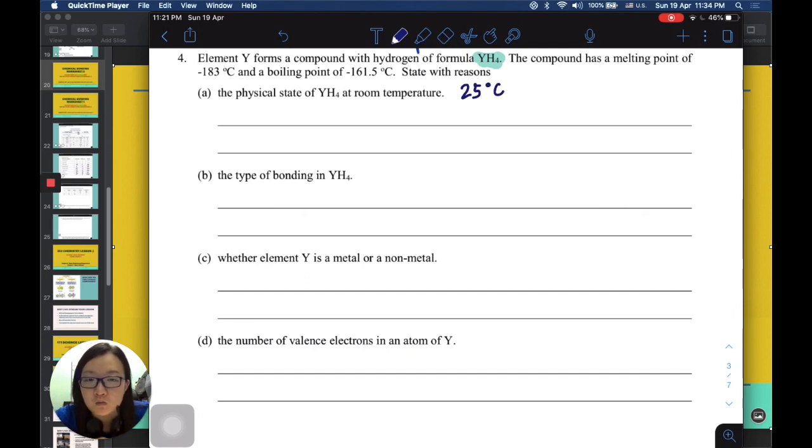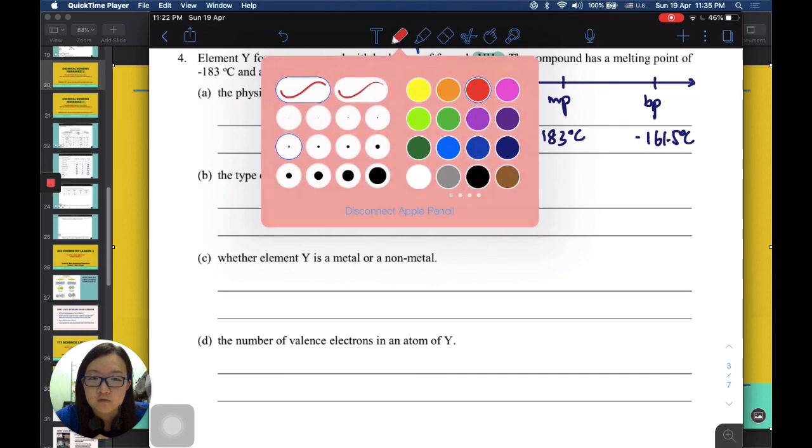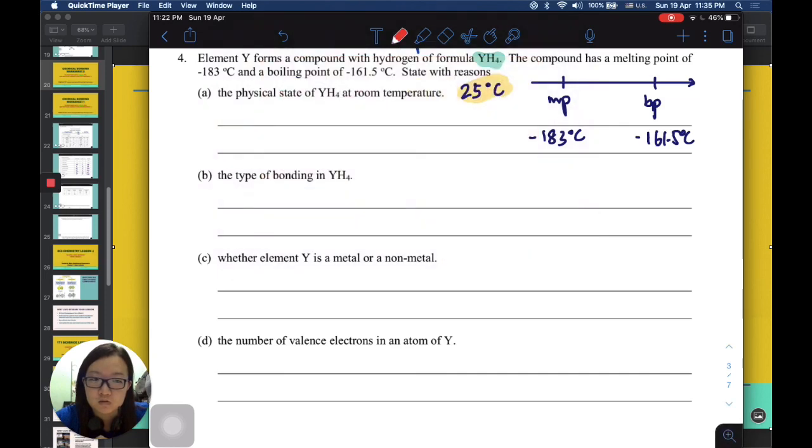For this kind of question, my students would know that you should use the number line method. I personally feel this is the easiest, making good use of what you learn in mathematics. You draw a number line, then you put in where the melting point and boiling point are, and put in the values. Then you ask yourself, where does room temperature lie within this number line? So 25 degrees Celsius, where is it? It's way beyond the boiling point in this case.